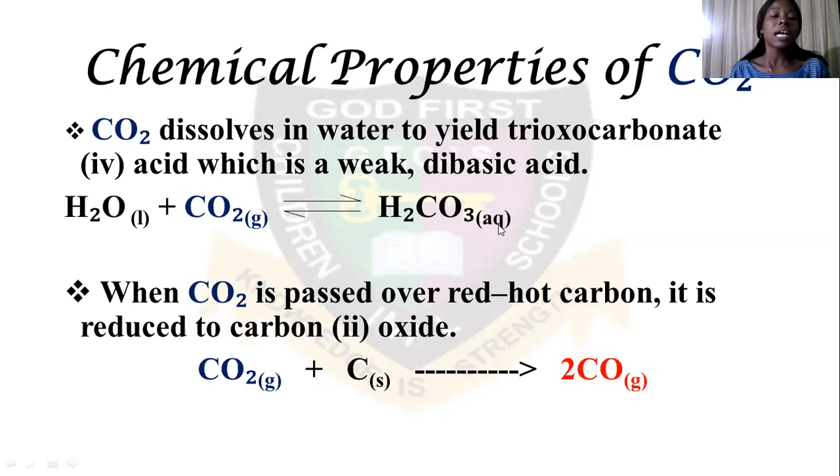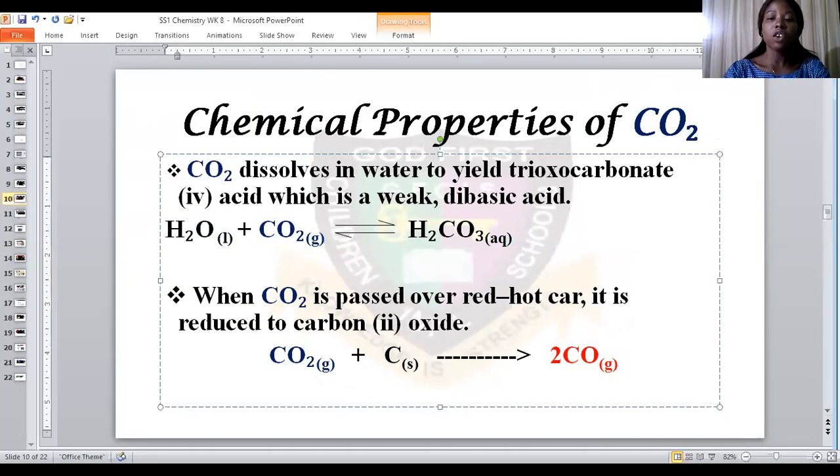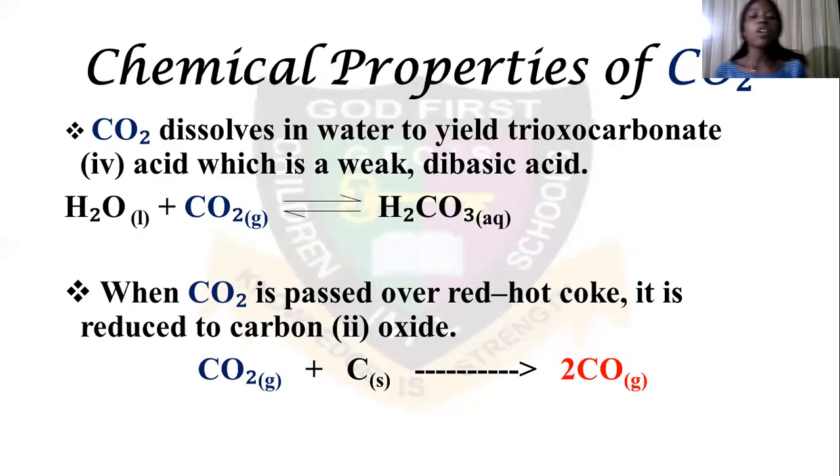Then number 2, carbon(IV) oxide when passed over red hot coke will reduce to carbon(II) oxide. So you see that coke is one of the allotropic forms of carbon. So when carbon(IV) oxide is passed through coke, it will give us carbon(II) oxide. That's the equation of the reaction.